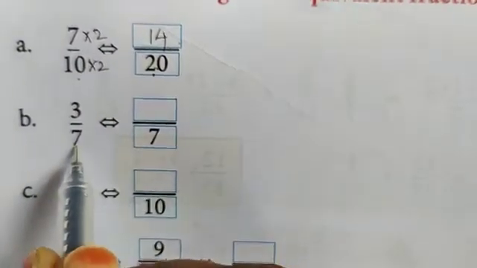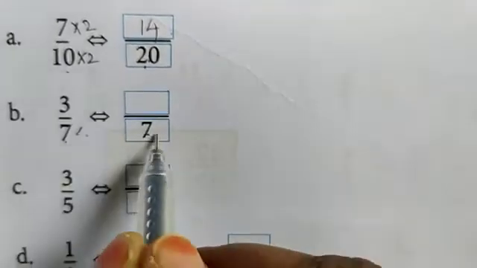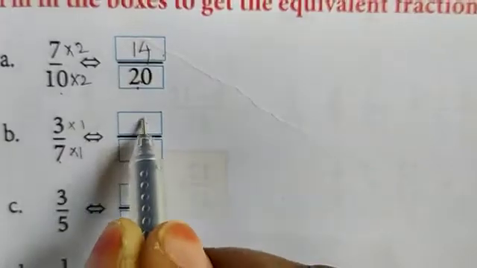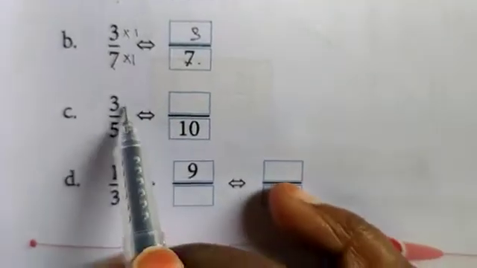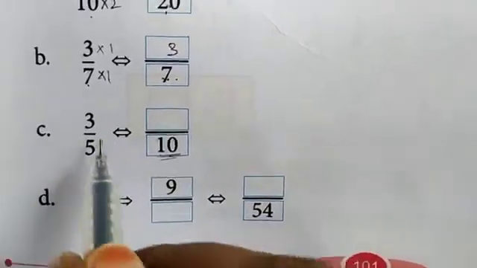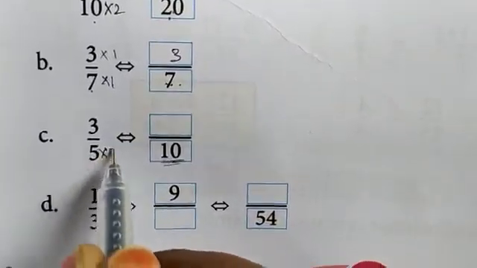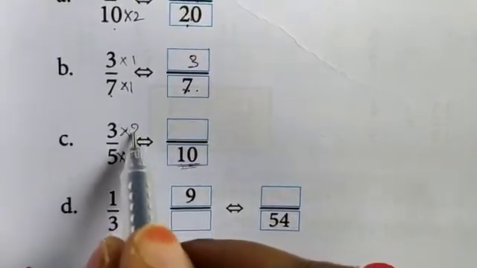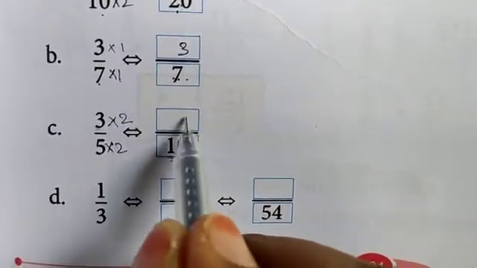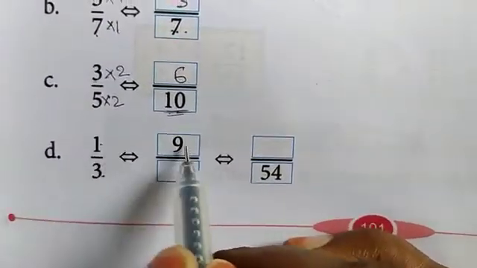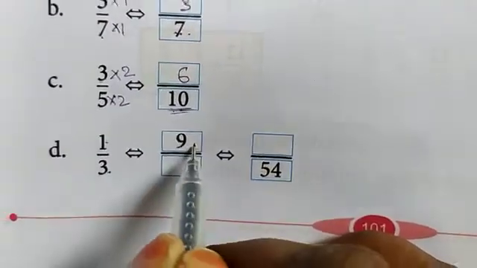Now here 7 and 7. Same denominator, no? 7 1s are 7. 3 1s are 3. Same. Okay. Now 3 by 5 and 10 is given here. When will you get 10? When you multiply 5 with 2, you will get 10. And now the numerator also should be multiplied with same number. 3 2s are 6. Now here, see, here numerator is given beta 9.